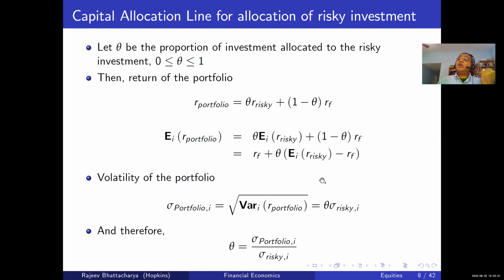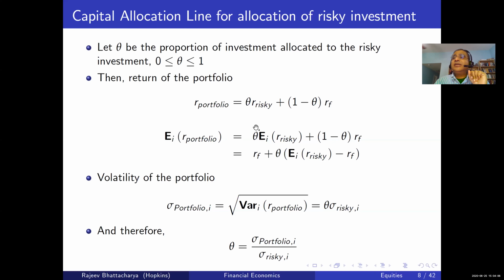So the expectation of the return on a portfolio equals the risk-free rate plus the proportion of the risky investment times the excess return on the risky asset. Okay, great. It's linear. That's how it's going to be. Volatility of the portfolio, on the other hand, is different.